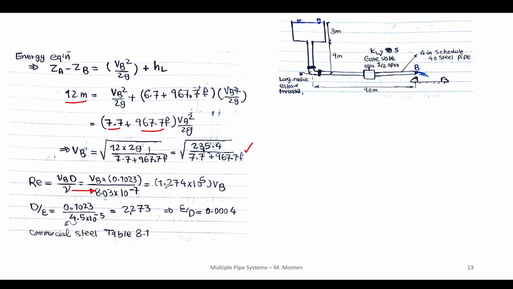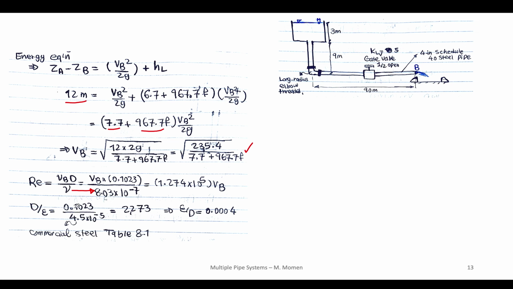So I can simplify this and get to this number, 1.274 times 10 to the 5 multiplied by VB. As you see, Reynolds number depends on VB. And let's calculate the relative roughness, because we want to find the friction factor. In order to find that, we need relative roughness to go to the Moody diagram.